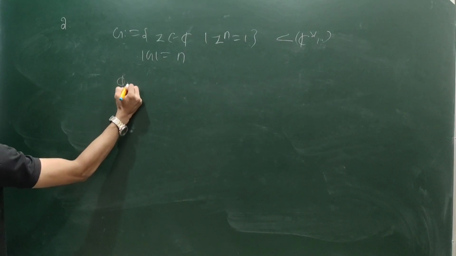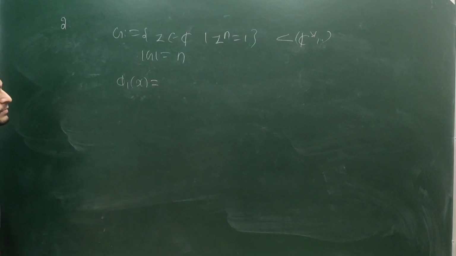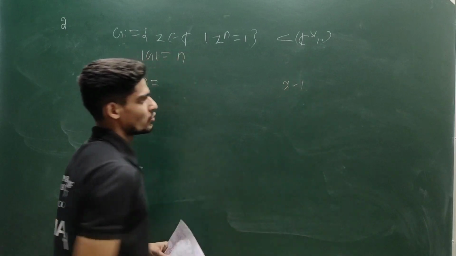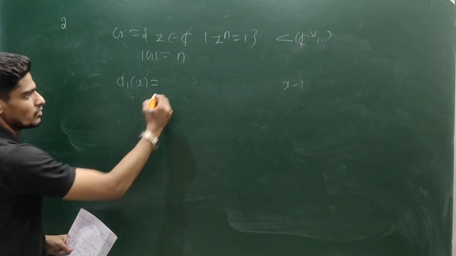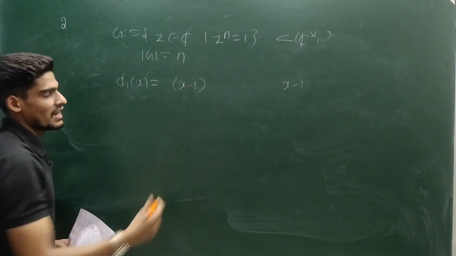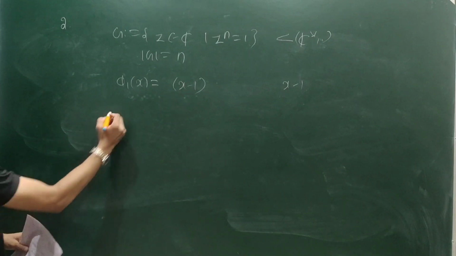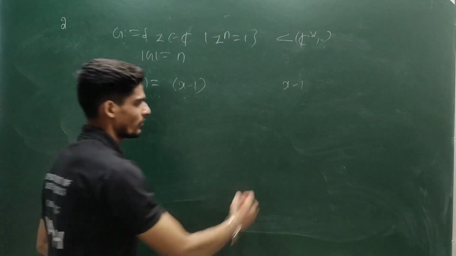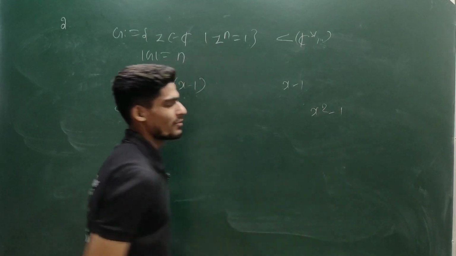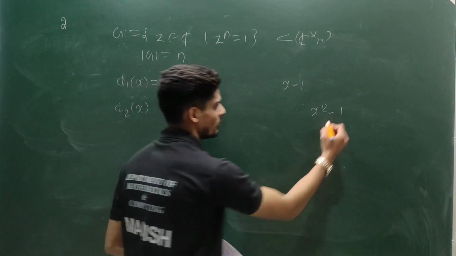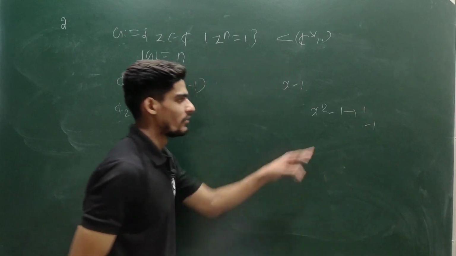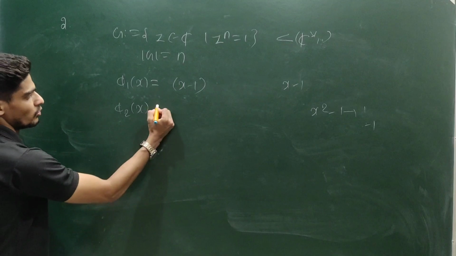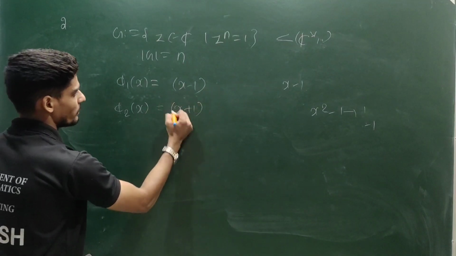What is the value of phi 1 x? For phi 1 x you have the equation x minus 1. So you have only one root, that is 1. So the value will be x minus alpha 1, where alpha 1 is 1. Suppose I want to compute phi 2 x. For phi 2 x you have the equation x square minus 1. So you have two roots, 1 and minus 1. But 1 is not the primitive root. So minus 1 is the second primitive root. So this is x plus 1.